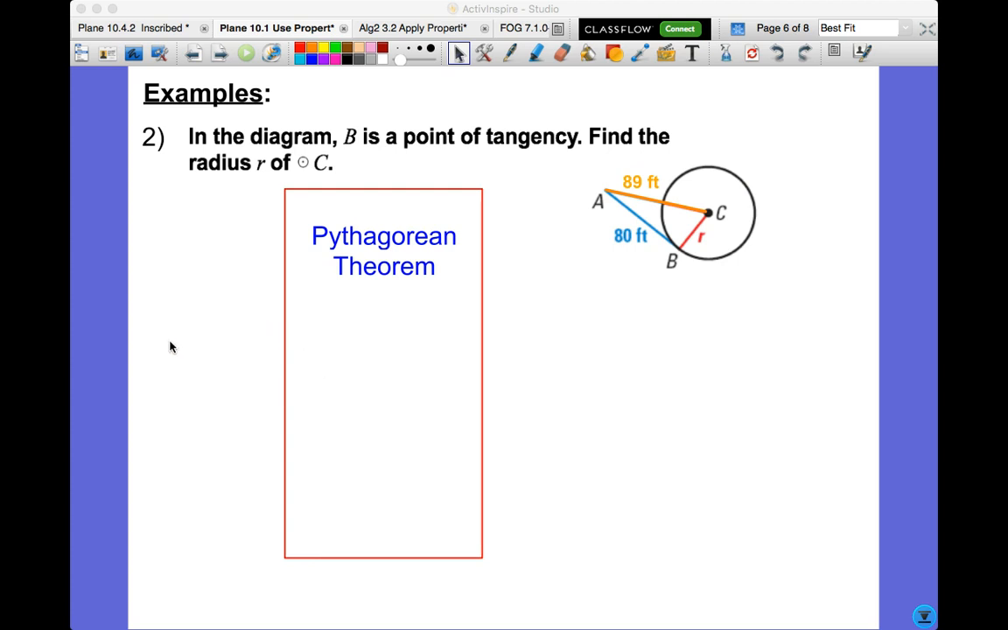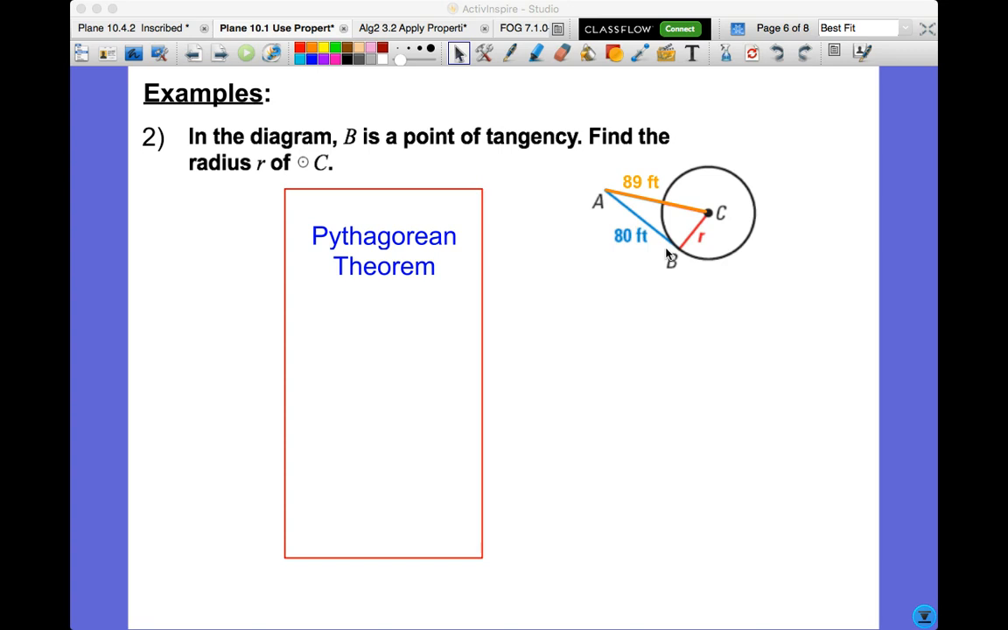All right, welcome back. We're going to do a second example, trying to show how we can use the Pythagorean theorem when we know that we have a line segment that is tangent to a circle. So in this diagram, B is a point of tangency. Find the radius r of circle C.